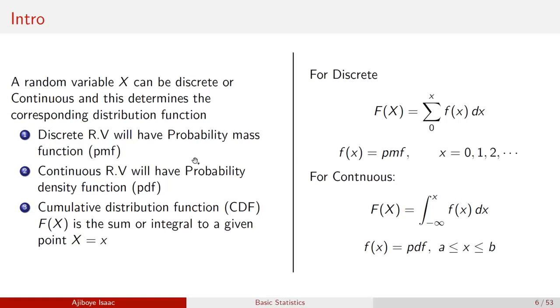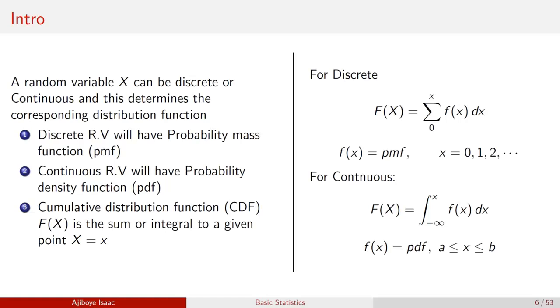For a brief intro, a random variable X can be discrete or continuous, and this determines the corresponding distribution function. We have three common probability distribution functions. The first one is the probability mass function, and that's the case when the random variable is discrete. We also have the probability density function. That's the case where the random variable is continuous.